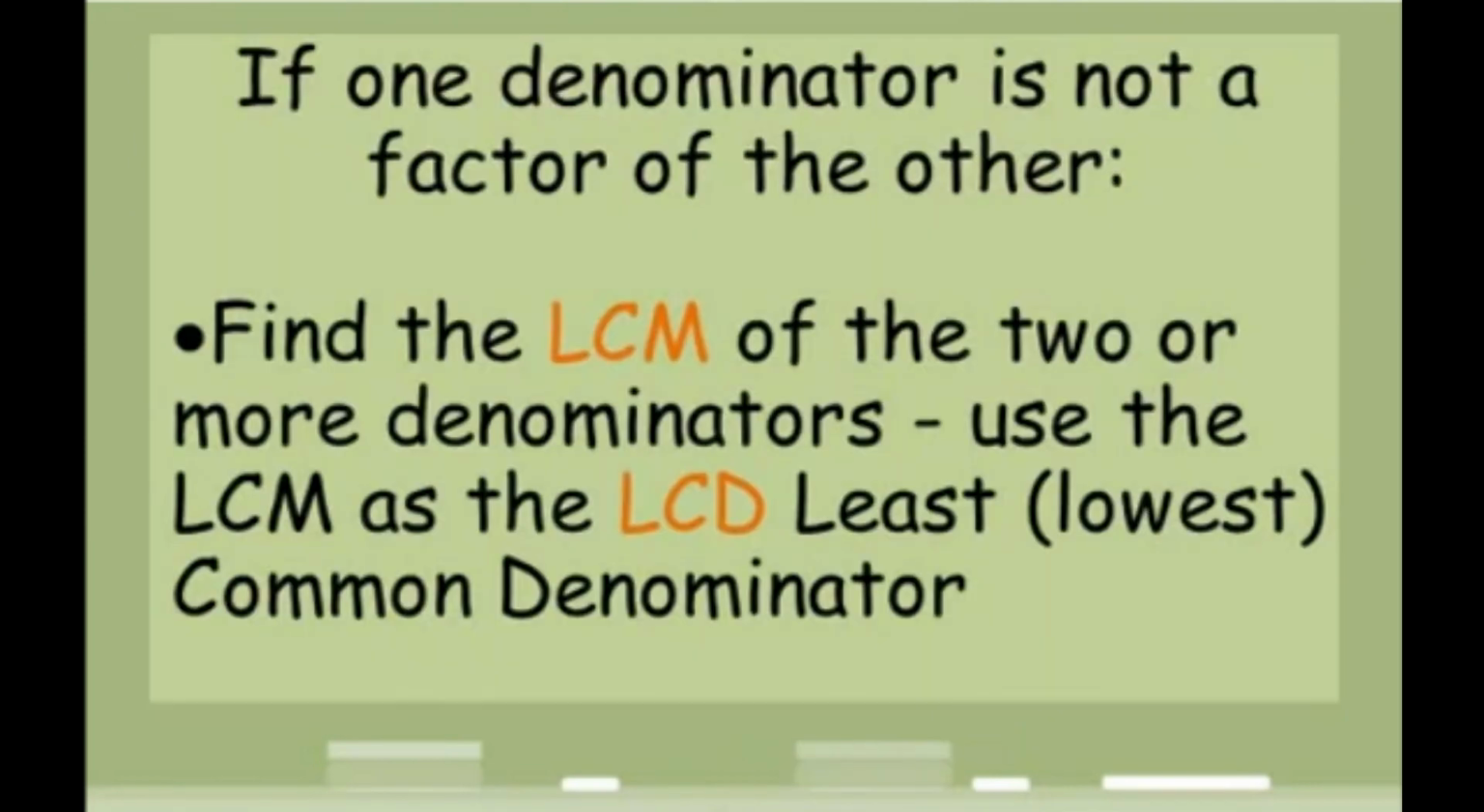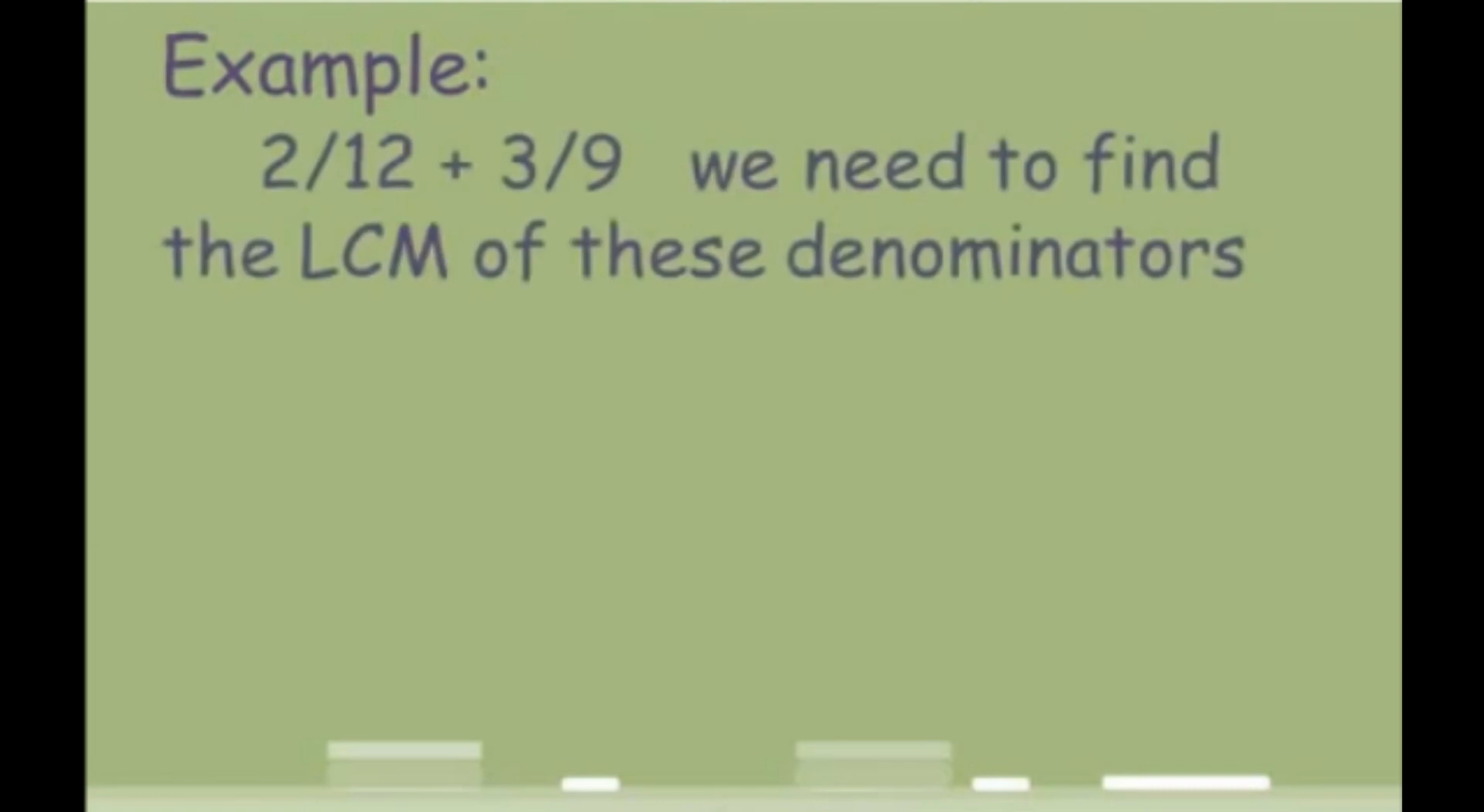If one denominator is not a factor of the other, then you're going to have to find the least common multiple of the two or more denominators and use the LCM as the least common denominator, as the lowest number. Here is an example of how we can find our least common multiple. We have 2 twelfths and 3 ninths.